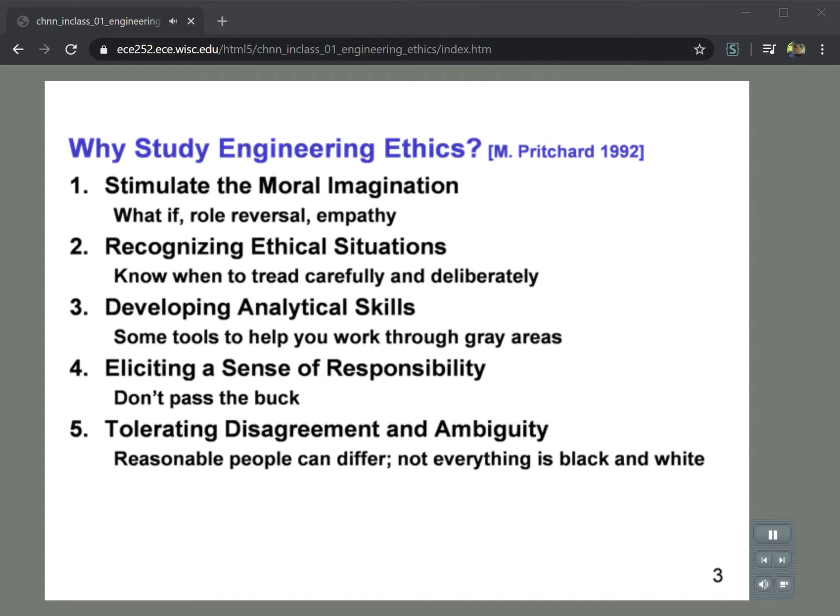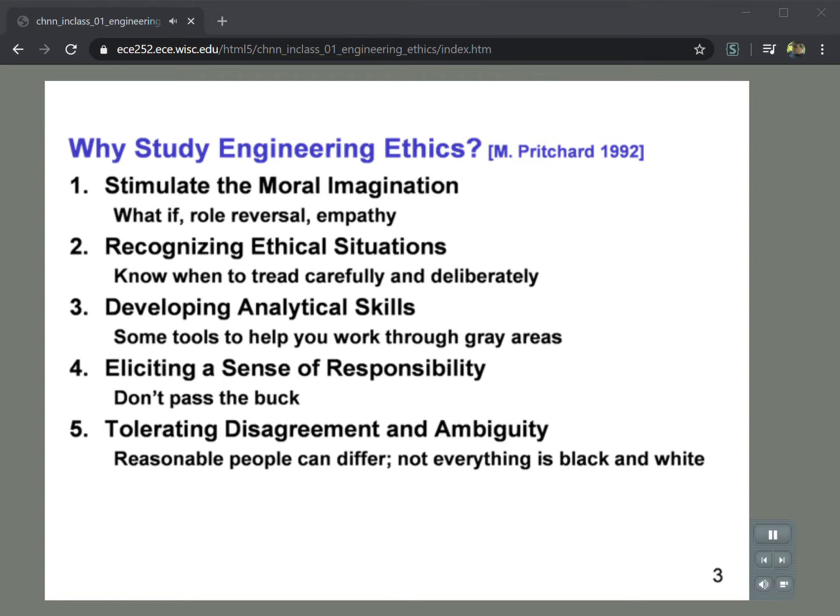So here's a list of 5 reasons why you may want to think about studying engineering ethics and spending a little bit of time dwelling on this issue and perhaps being a little bit introspective and trying to think a little bit about what it is that makes you make the decisions that you personally make. What are the ethical principles and so on that you apply in your own life.